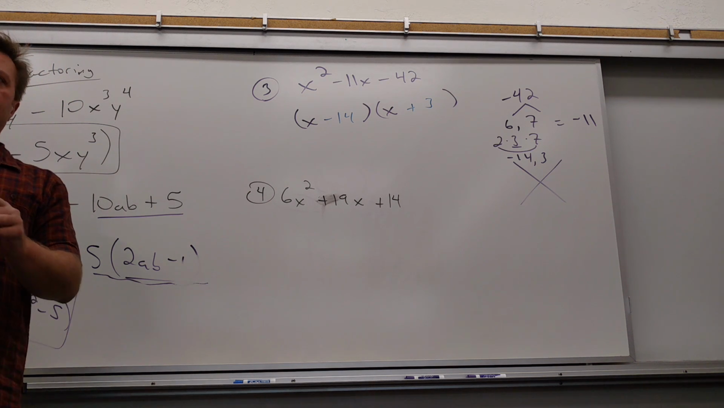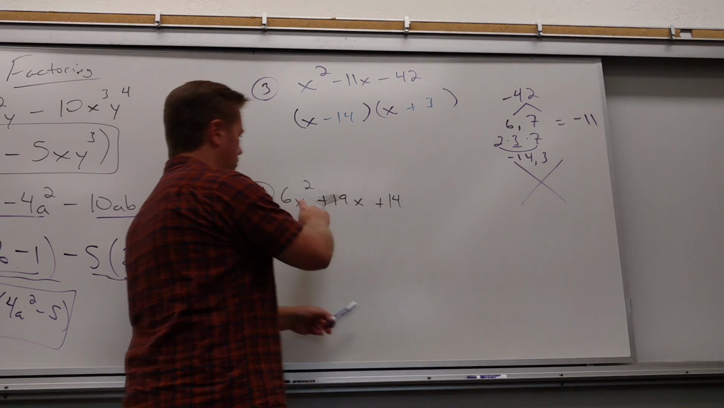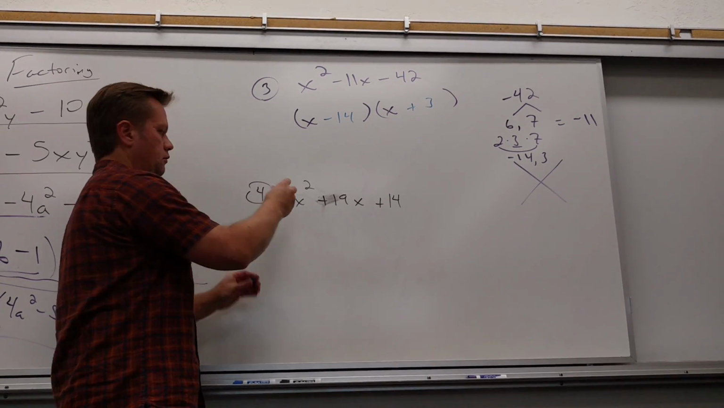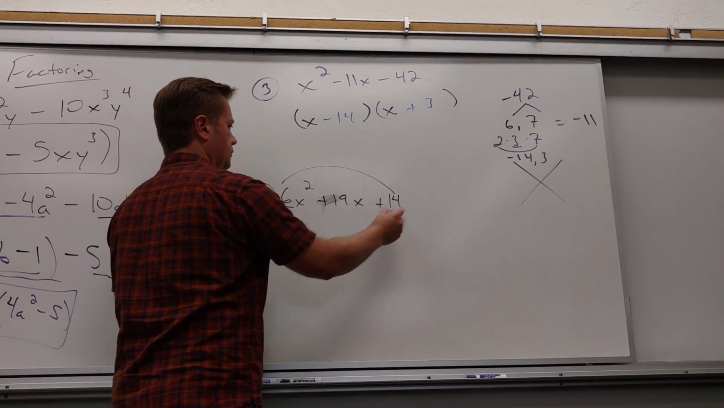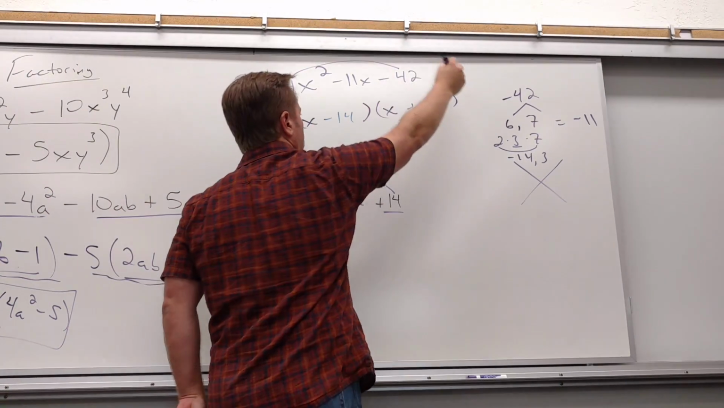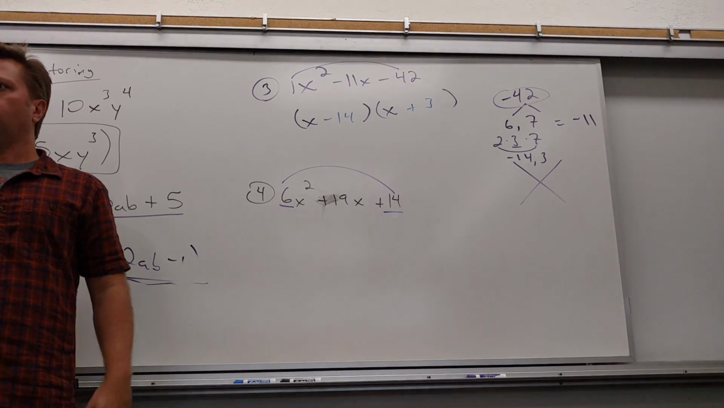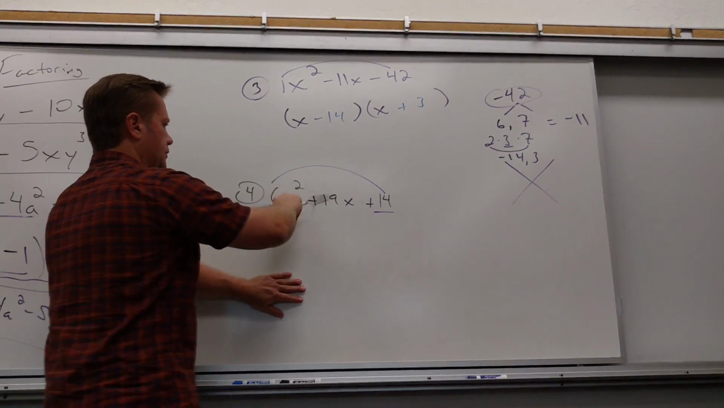So what do we have to do here? What's it done? 14 and 6. When there's a number out front that's not 1, you've got to take it into account. It just has to get involved in the mix. It's really what we did here. 1 times negative 42 is negative 42. So we actually always do it. 6 times 14?